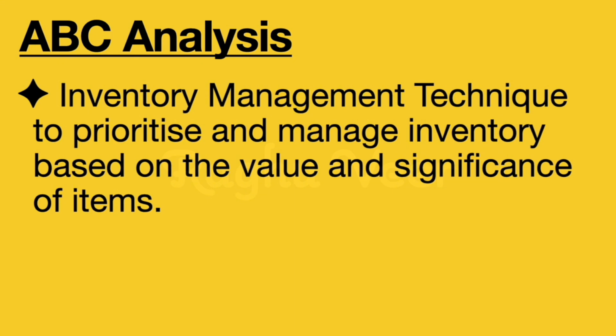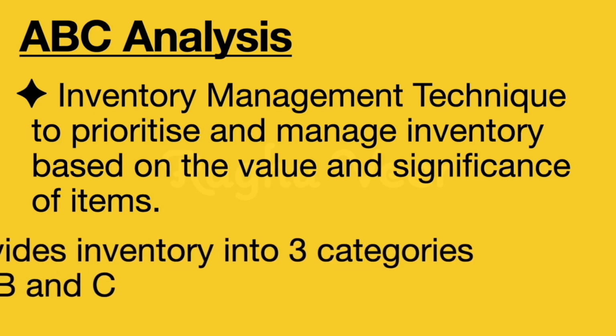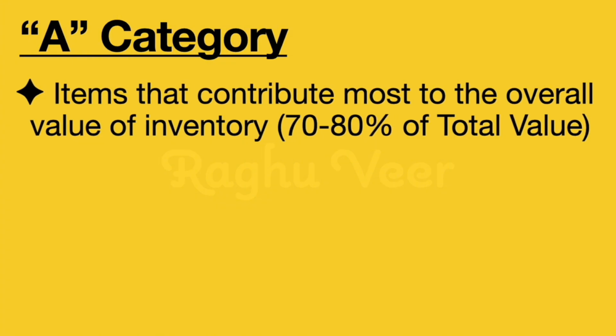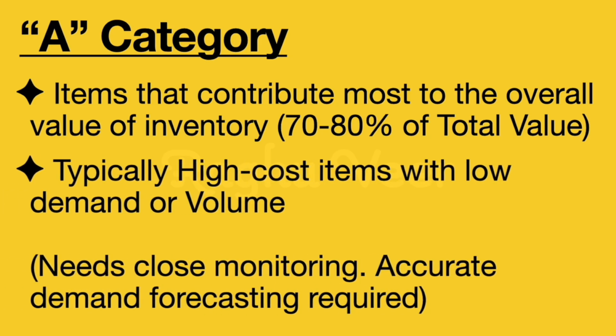Now, ABC analysis is an inventory management technique. It is used to prioritize and manage inventory based on the value and significance of the items. We divide the total inventory into three categories: A, B, and C. A category items are the items that contribute most to the overall value of the inventory. Almost 70 to 80% of the total value of the inventory is contributed by A category items. These are typically high cost and low volume products.